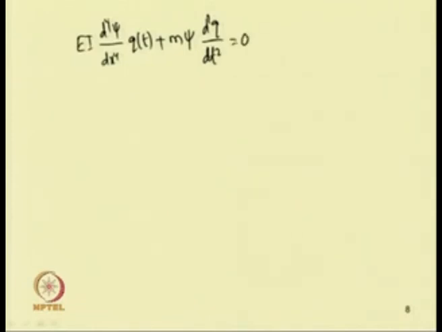Now, separating the time terms into one side and the space terms to the other side, one can write this way. So, it will be EI d⁴ψ/dx⁴ divided by mψ, it will be equal to minus d²q/dt² divided by q.